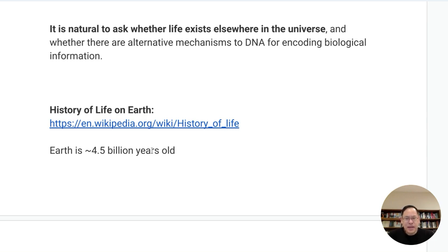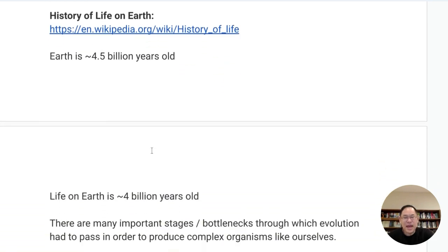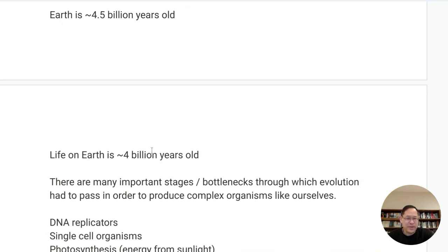Now, let me turn to the history of life on Earth, and there's a good Wikipedia entry on this that I've linked to here. Let me remind you that the Earth is about 4.5 billion years old. And life on Earth, as far as we can tell, is almost 4.5 billion years old. It's maybe roughly 4 billion years old. So between the original formation of the Earth and the development of the first most primitive forms of life, we're talking about maybe 500 million years or 1 billion years.